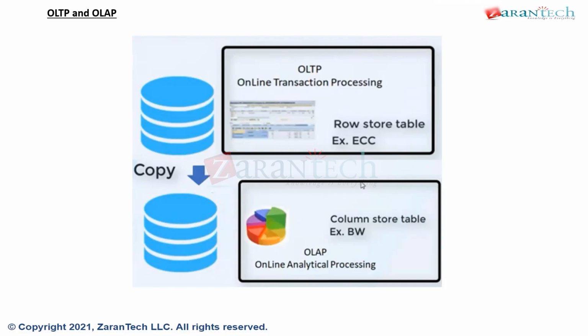But in case of OLAP, online analytical processing, it uses the columnar store table, which is used for analytical processing. Since we have the columnar OLTP also, with its advantage of data compression and in-memory technology, it helps faster processing. So we don't need a separate system for the OLAP. The analytical processing also happens very quickly and efficiently on the S/4HANA system. That means S/4HANA supports both OLTP and OLAP.